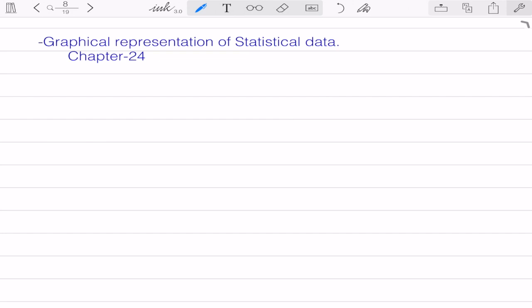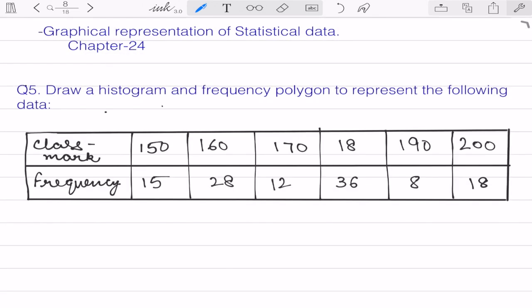So in this topic, we will do three types of graph. As you have already done the histogram and frequency polygon last year, this year we will do a new type of curve, that is a cumulative curve, or you can say another name is ogive. So children, we will understand the concept of histogram and frequency polygon with the help of this question. So the question is, draw a histogram and frequency polygon to represent the following data.